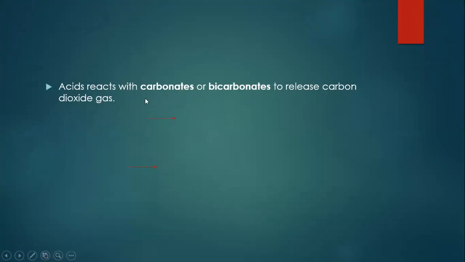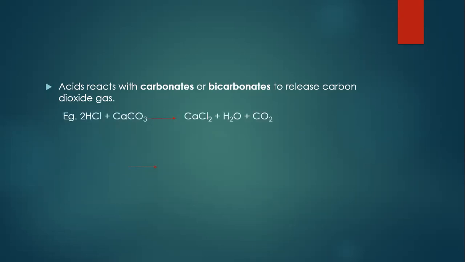Acids react with carbonates or bicarbonates to release carbon dioxide gas. Now, these carbonates or bicarbonates are all compounds of carbon. So they normally contain CO3, or HCO3, or a compound attached to this CO3. So when an acid reacts with any compound that contains a carbonate or bicarbonate, carbon dioxide is released in the process. Let's look at how this reaction looks.